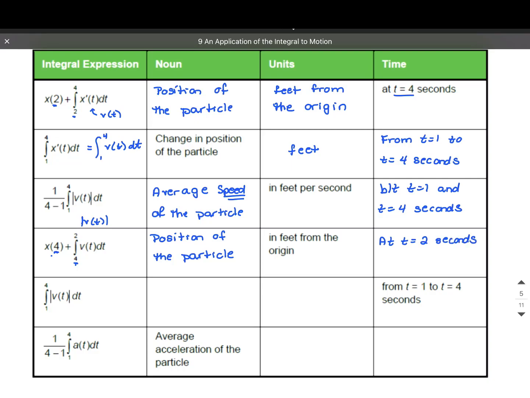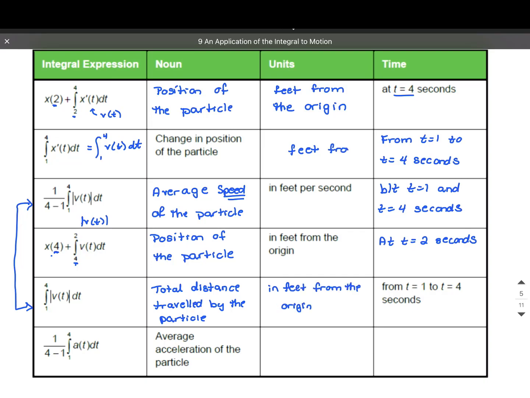Next one, the integral from 1 to 4 of the absolute value of v of t dt. That is total distance traveled by the particle. So be really careful with the difference between these two. Once you put that 1 over b minus a, now you're not total distance, it was average speed. So be really careful between the difference of those. So this total distance is also measured in feet from the origin, and so is the second one. We should be specific, huh?